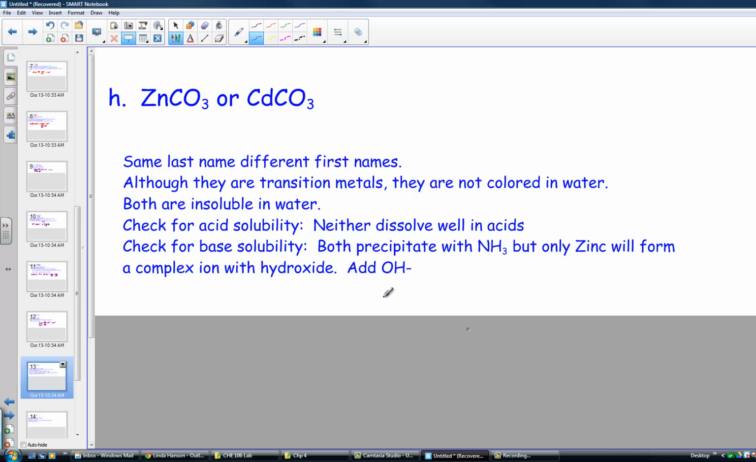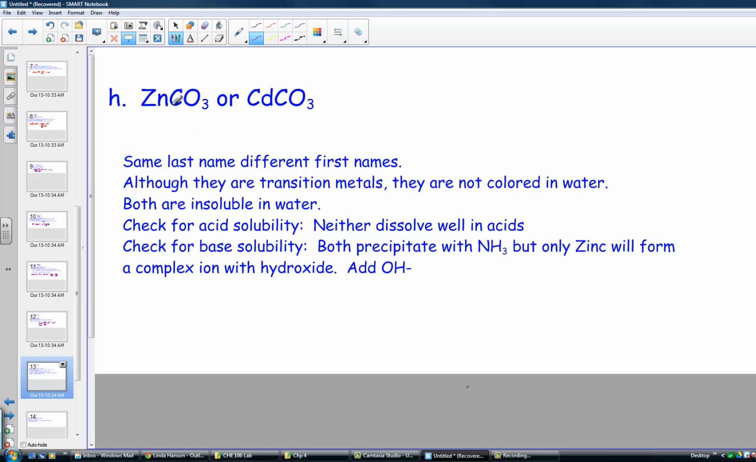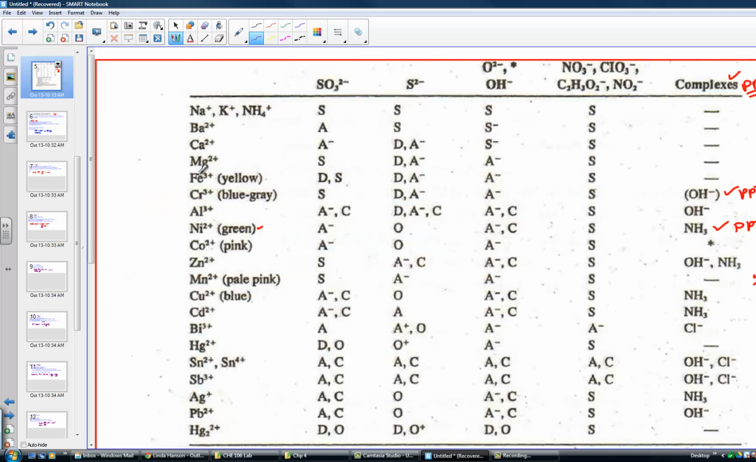Letter H would have us investigate zinc carbonate or cadmium carbonate. Alright, so same last names, different first names, zinc versus cadmium. Although they're transition metals, neither are colored in solution. So again, once I notice that the first names are transition metals, I tend to check this out. Zinc and cadmium don't happen to be colored. Here's zinc, here's cadmium, no distinct color in solution, so that's off the table as a way to distinguish them.